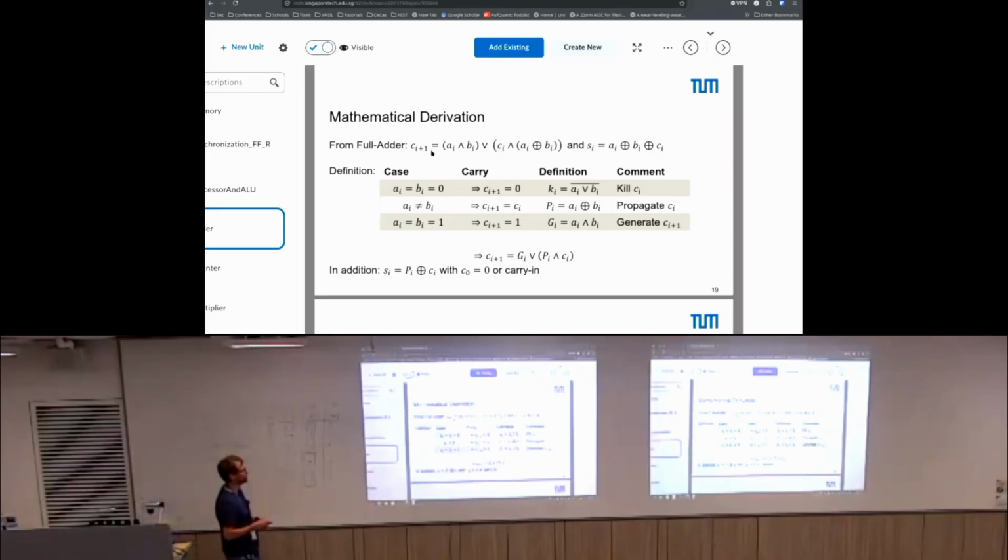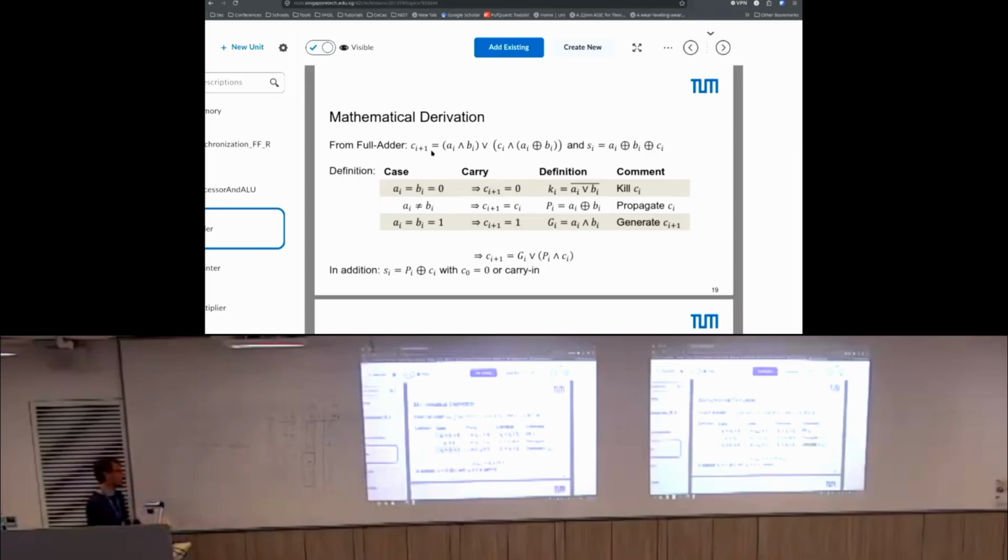And that's now the third case. How do we generate one? So this happens if A and B are equal, independently of whether we have a C in or if we don't have one or we have one. In both cases, we definitely will generate a carry. So this is the idea, just a different description of it.